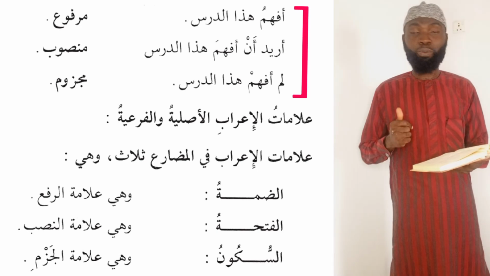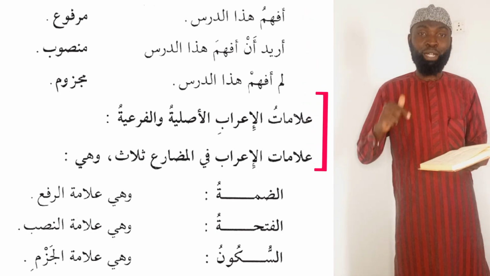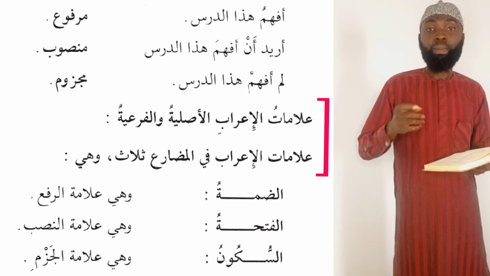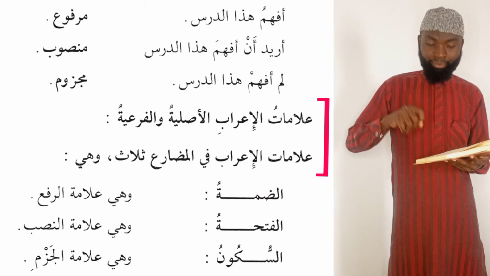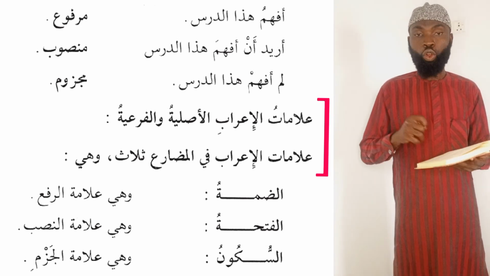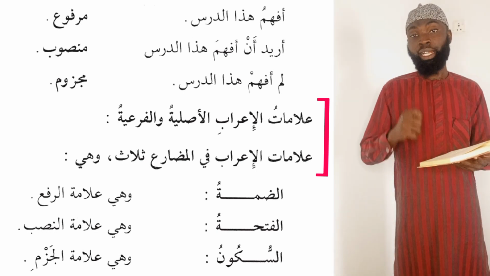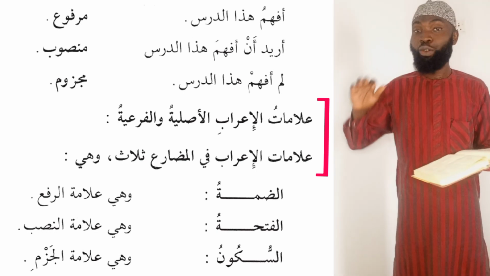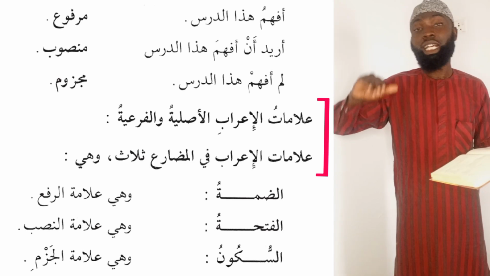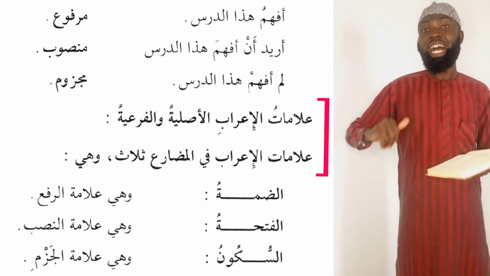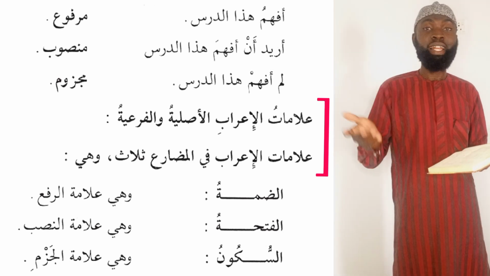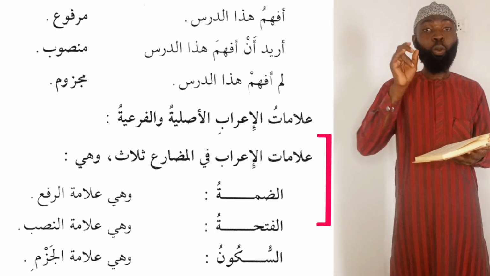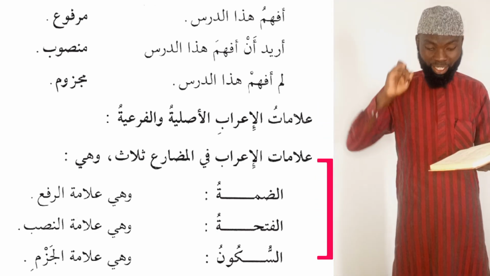MashaAllah. The next subtopic we have under here is alamat al-i'rab al-asliyya wal-far'iyya. The primary signs of declension and also the secondary signs of declension in verbs. Recall that previously, for the nouns, we have primary signs which are the dhamma, fatha, and kisra. And we have secondary signs which are sometimes the alif and ya. For the verbs, we also have primary signs which are the dhamma, the fatha, and the sukun.